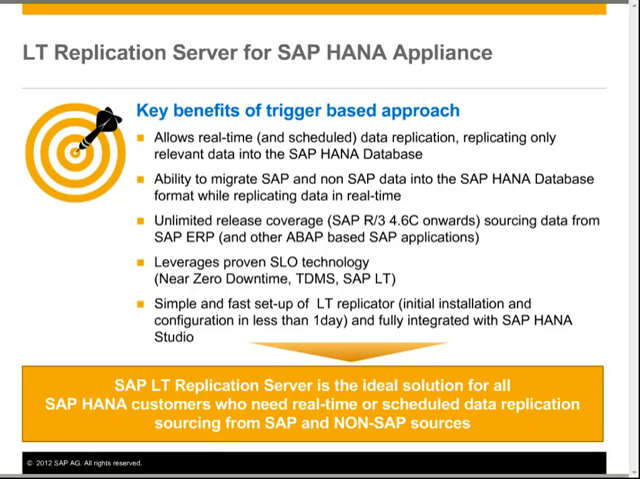So let's look at some of the benefits then, because LT replication is actually suitable for customers who need real-time data, or maybe data replication that's scheduled. So it can be both from SAP and non-SAP sources. With LT replication, we could migrate it into the HANA database. We could replicate it, and it could be sourced from almost any type of SAP system. All we need is SAP R/3 4.6C and onwards. So that's the minimum version we'd need.